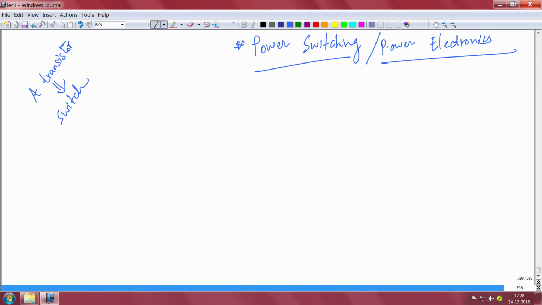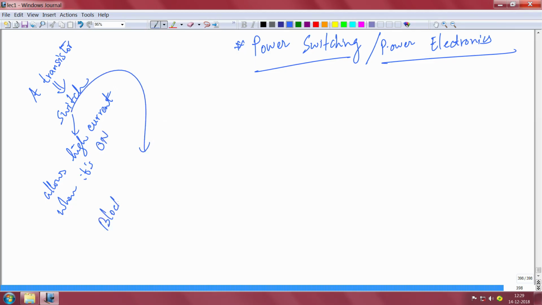What does a switch do? A switch allows very high current to flow or pass through when it is on. And a switch should block large voltage, or whatever voltage you want, when it is off. So, a switch has two states, one is on state and one is off state. A transistor can be used as a switch.